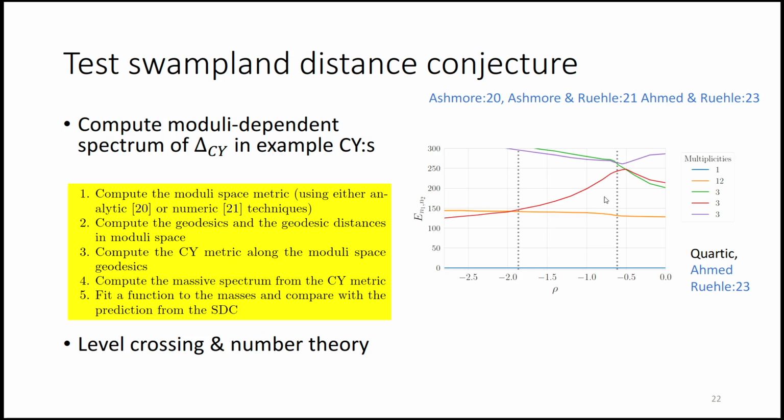There are these papers by Anthony Ashmore and Fabian Ruehle and Fabian's PhD student, where they are computing these spectra, and they are comparing with the swampland distance conjecture. These are the works that I'm aware of. I do not recall that they compare with other methods, but it might be that I just missed that in the papers. Okay, thank you.